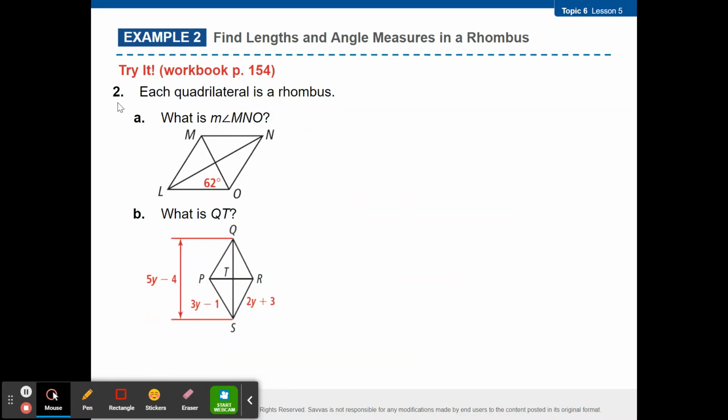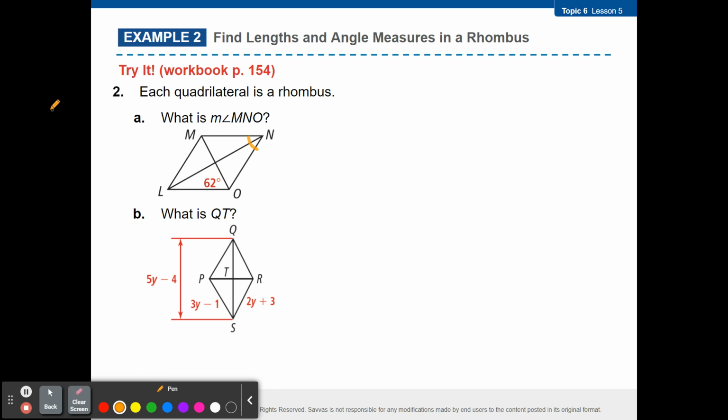So now if we take a look at example 2, each quadrilateral in this case is a rhombus. They're telling us, what is the measure of angle MNO? So here's M to N to O. So they're talking about this entire angle right here. Well, the best thing to do is to look at this part.